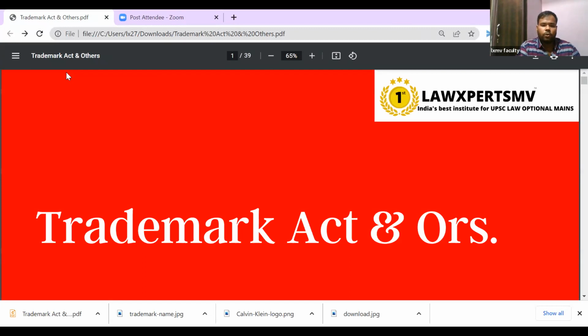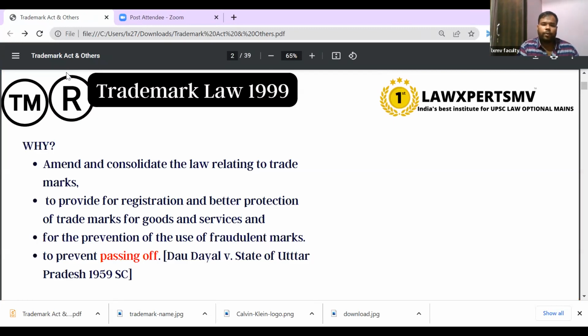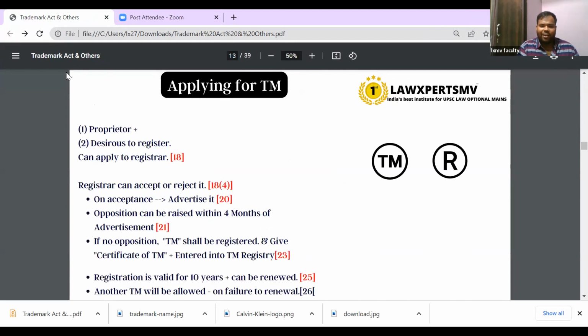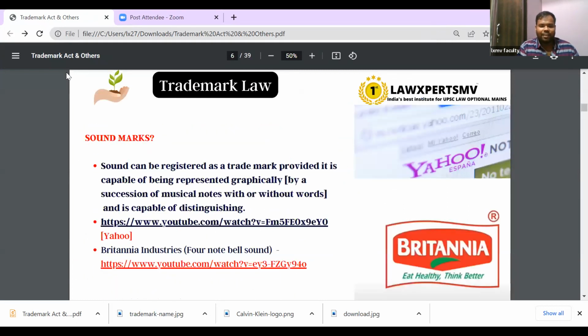Yes. So another example is that with respect to Britannia, you would have heard the sound Britannia. I don't want to play it because everybody would be using headphones, I believe, and a sudden burst of sound will cause you some noise. So these are two examples I've given you for the sound marks.